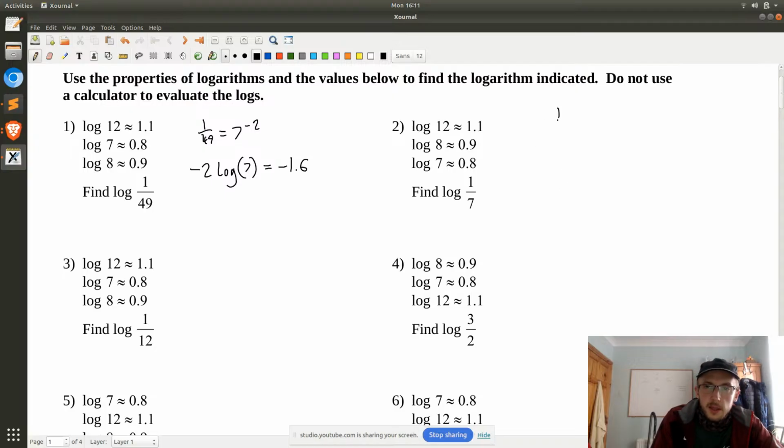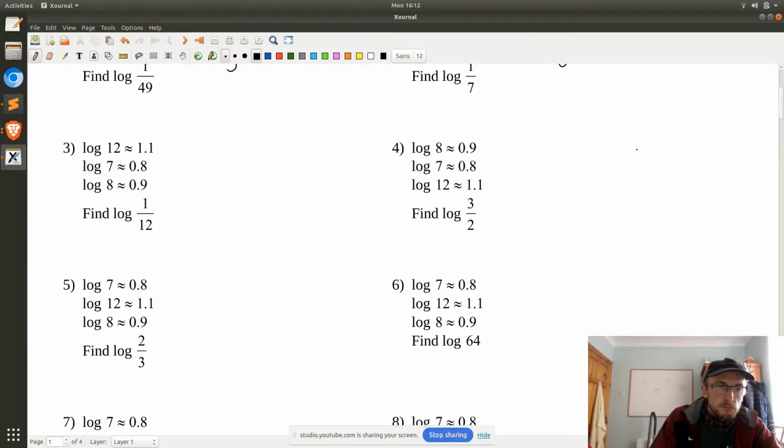A seventh is 7 to the minus 1. So this will be the negative of log 7, which is, I don't like it when I have exact equal signs when they're not true. So approximately. And here we go. This is approximately negative 0.8. 1/12. So this will be approximately negative 1.1.